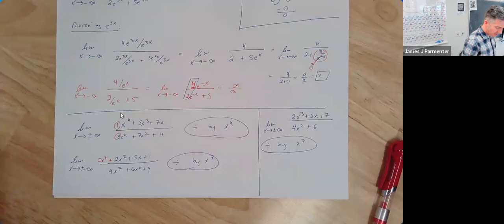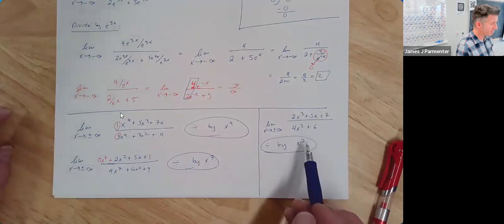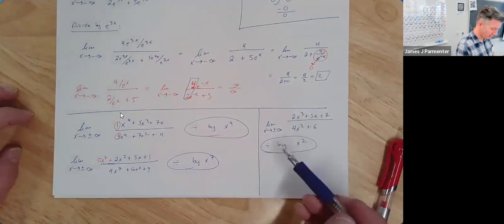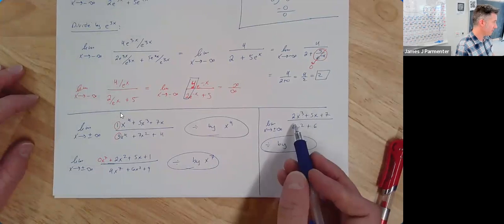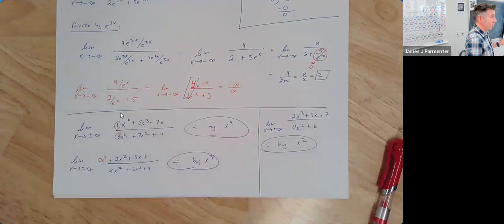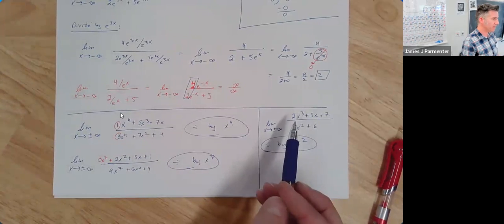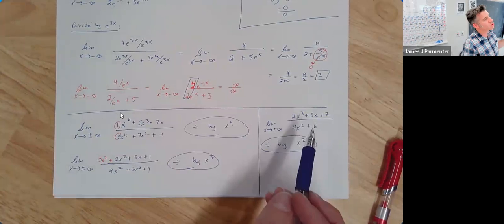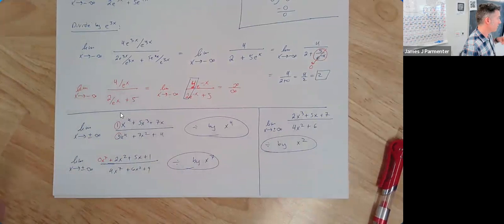But if your power on top is lesser than your power on the bottom, you're going to get 0. And then here, the answer is actually going to depend on whether you're going to positive or negative infinity. The answer is either going to be positive infinity or negative infinity, depending on that. You have to actually do the work when the power on top is higher, because it's usually not super easy just to see straight away what it's going to be.